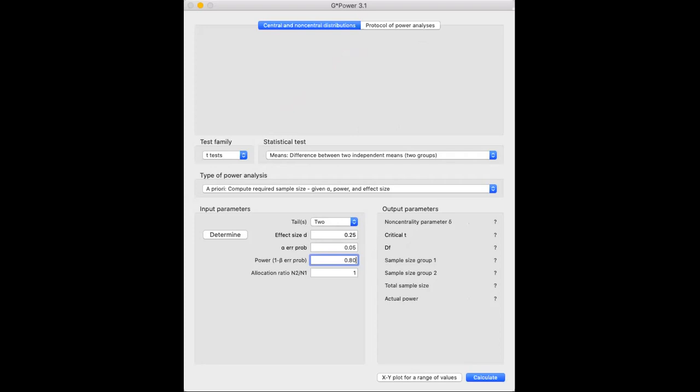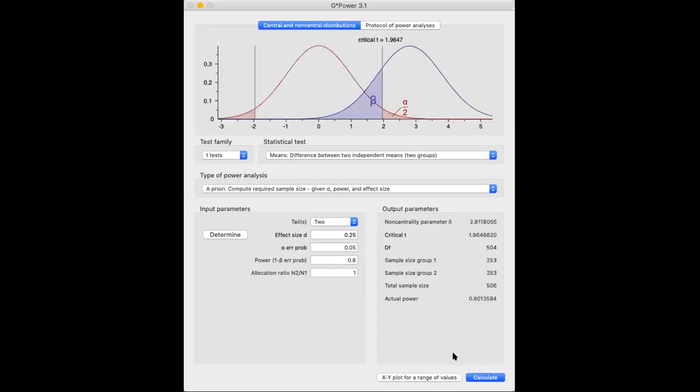And again, with a very small effect size. Actually, 0.05 is not even a small effect size. We'll see that now we need 253 participants per group in order to achieve a higher power. Okay. So this just illustrates how sample size, effect size, and power are interconnected, right?